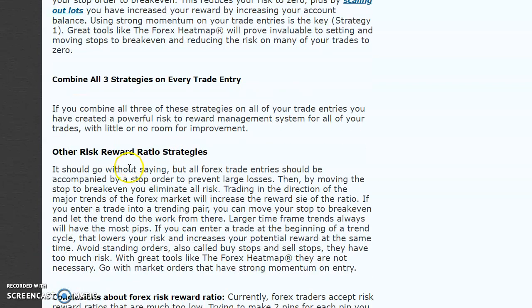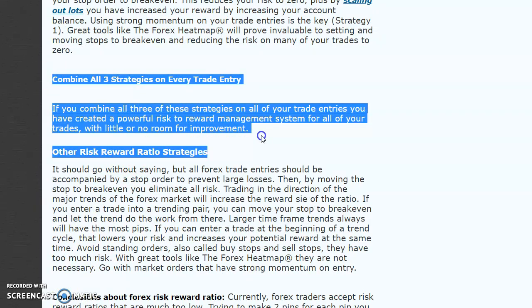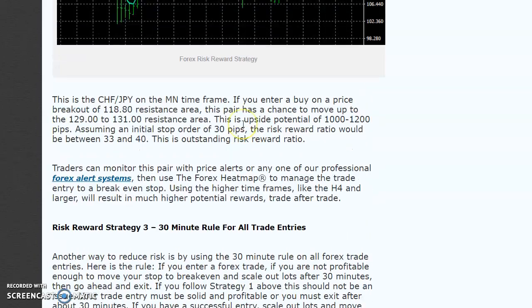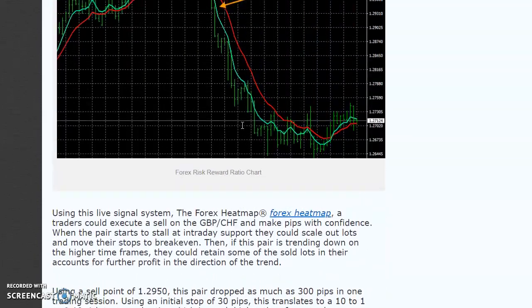Okay, so now what's going to happen if you combine all 3 of these strategies? Well, here's what's going to happen. You're going to have strong momentum on entry. You're going to move your stop to break even within 30 minutes, and you should have profitable trades. You should have occasionally some very large profitable trades like the one we showed you here, okay?